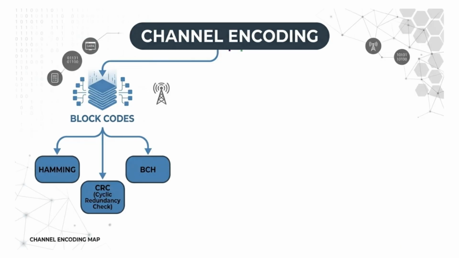Channel coding techniques are generally classified into three main categories. First, block codes. In this method, the input data is divided into fixed-size blocks, and each block is encoded independently by adding redundant bits. This structure makes it easier to detect and correct errors. Examples include Hamming code for error correction and CRC for error detection.